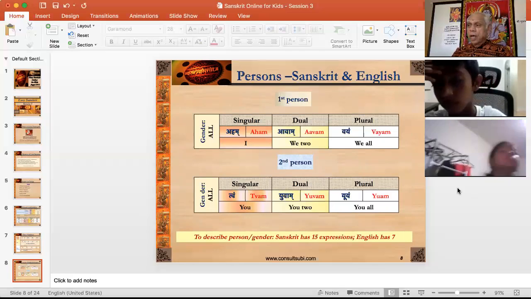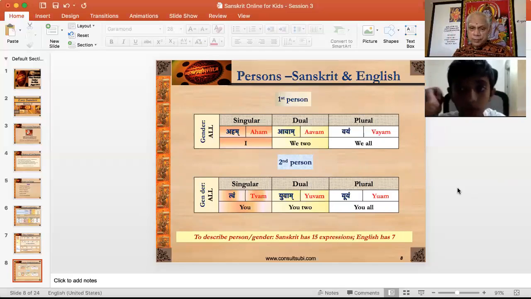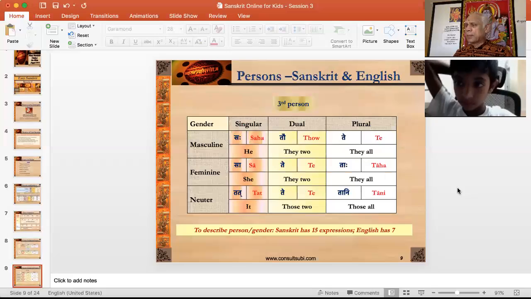Okay. Now, if you see the expressions to describe a person or gender, Sanskrit has got 15 expressions. But English has got only 7. So you see double the amount. So it makes it a little more complicated for you. Okay, let's see what's up next.